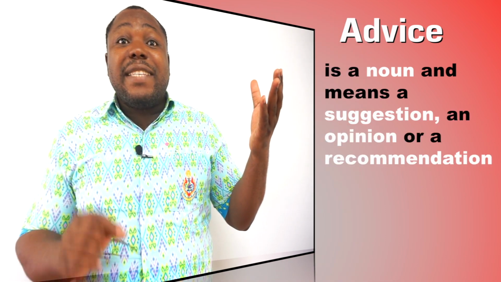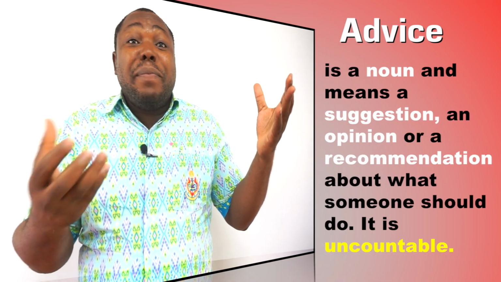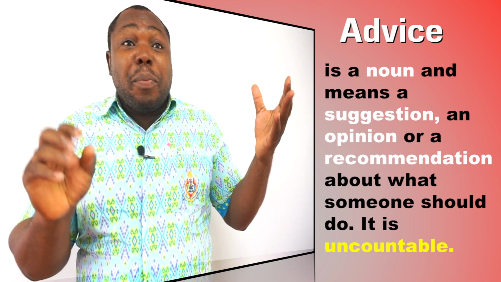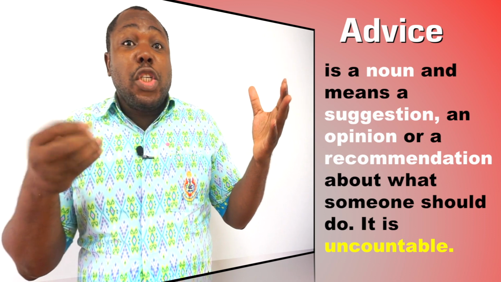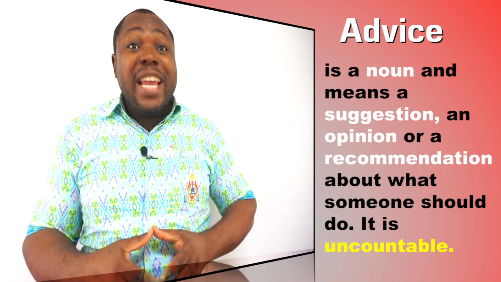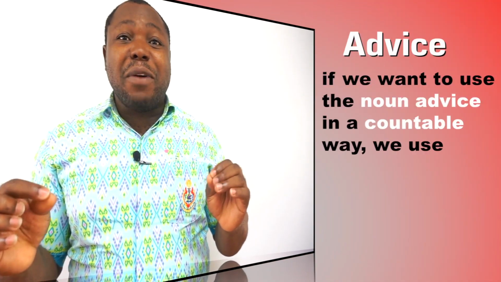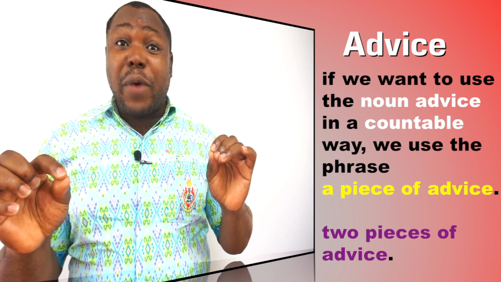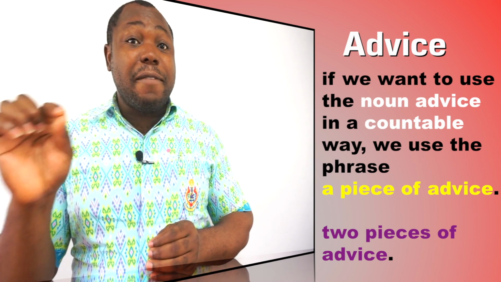So advice is uncountable, and it is a noun. It is used to mean a suggestion, an opinion, or a recommendation about what someone should do. It is a guide to action, right? And it is uncountable. If we want to use the noun advice in a countable way in English, then we use the phrase a piece of advice.